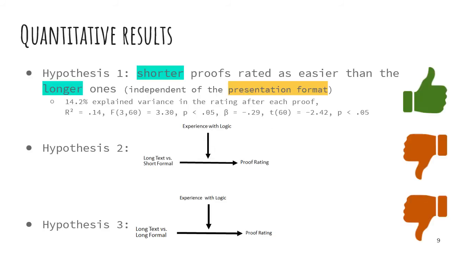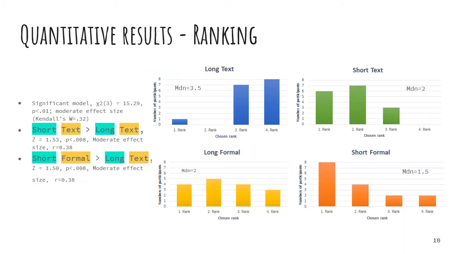Our quantitative results showed that shorter proofs were rated as easier than the longer ones, independent of the presentation format. If you're interested in the statistical values of the multiple linear regression, you can refer to them here. But unfortunately, neither hypothesis 2 nor hypothesis 3 turned out to be significant. There were no significant interactions for any of the experience constructs.